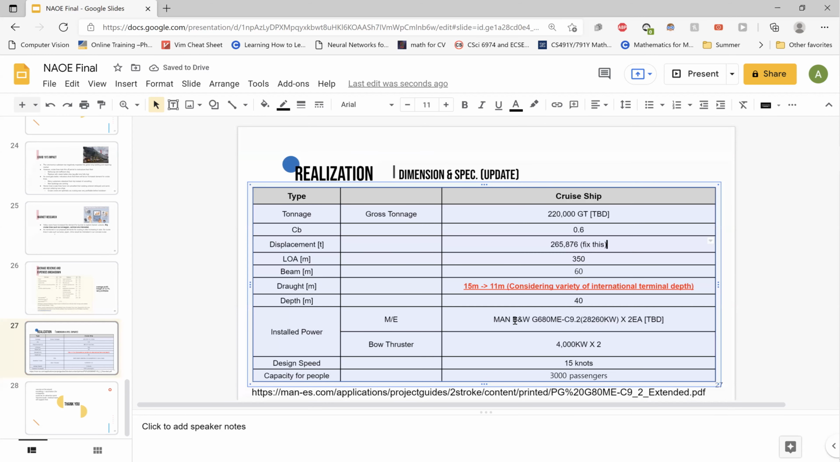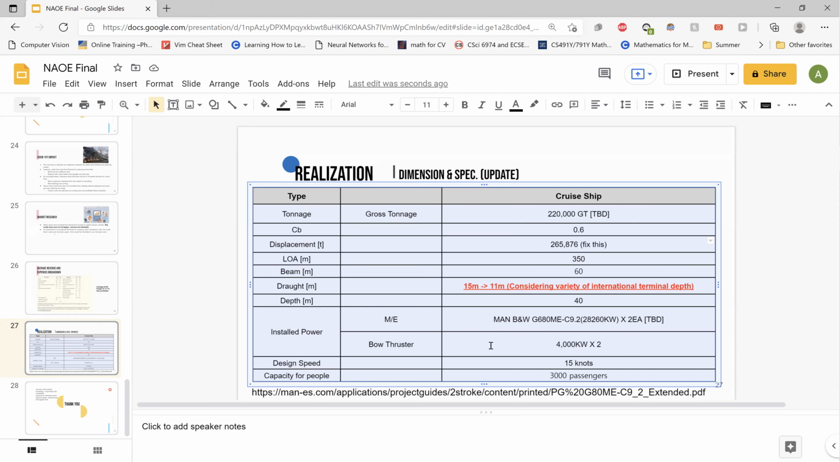There is a simple way: if you use CB, you provide a CB of 0.6. By using draft, length, breadth and CB, you can arrive at displacement. But this is a twin hull, so you need to do the single hull calculation and multiply by 2. That gives you the exact displacement. So anyway, you need to be clear about this.